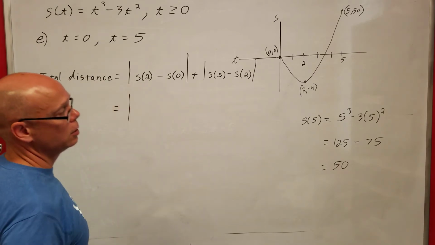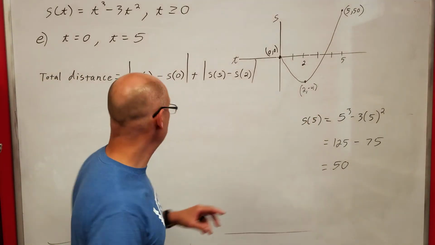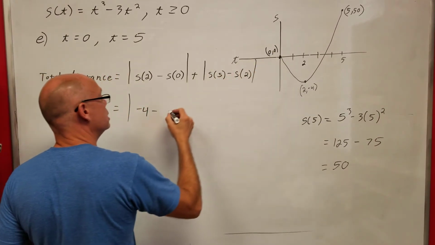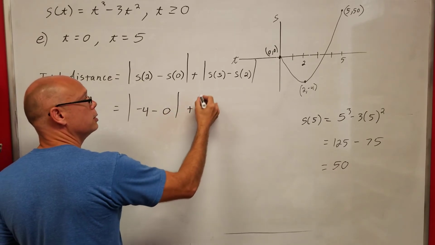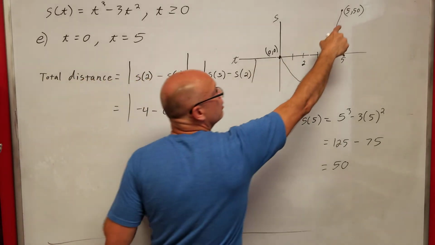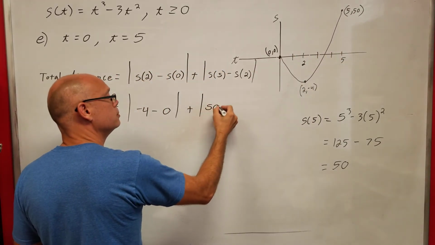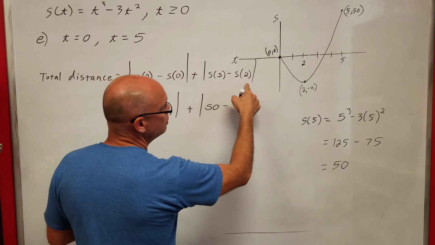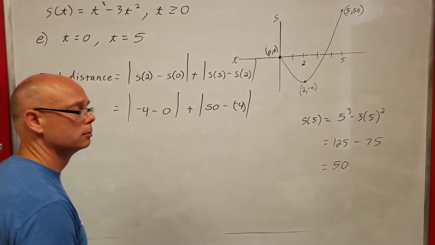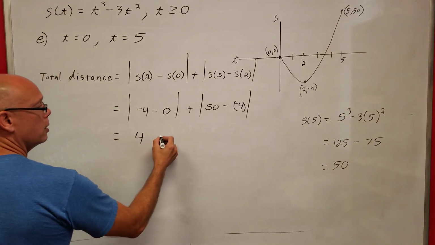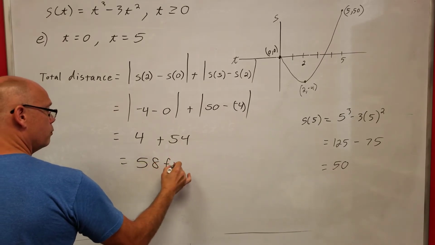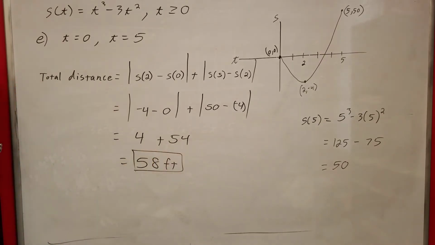Well, what is S of 2? What's the output that goes with 2? Negative 4, minus S of 0. What's the output that goes with an input of 0? It's 0. Plus the absolute value of S of 5. What's my output that goes with 5? 50. Minus S of 2, which is negative 4. All right, so this gives me 4 plus 54, or 58 feet is my total distance traveled.